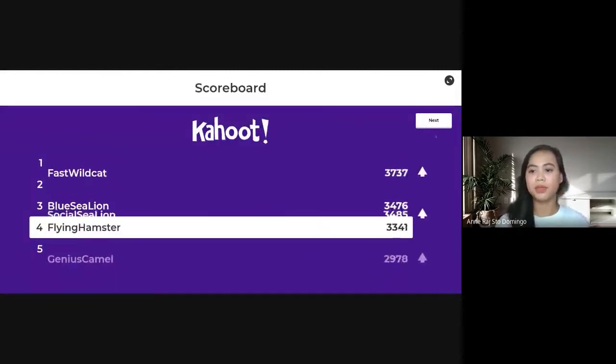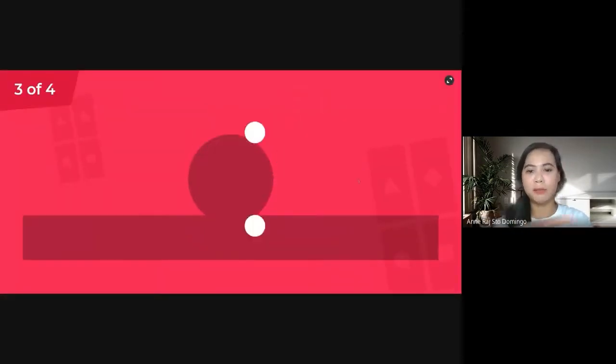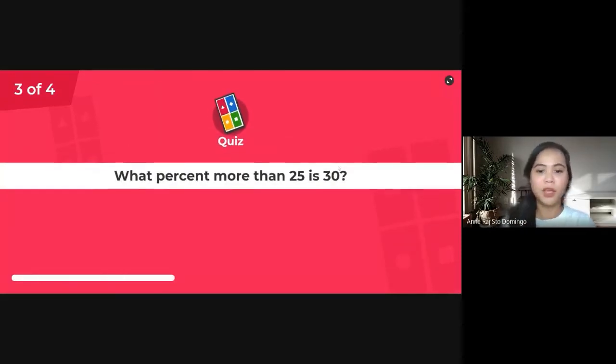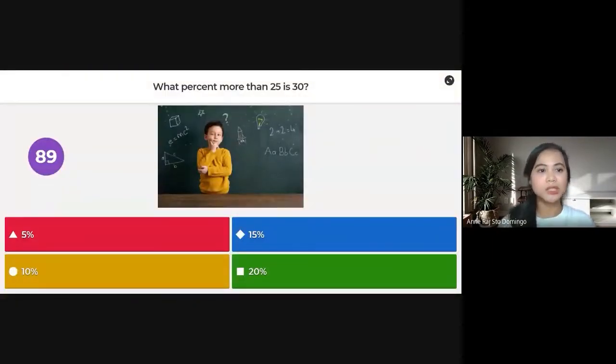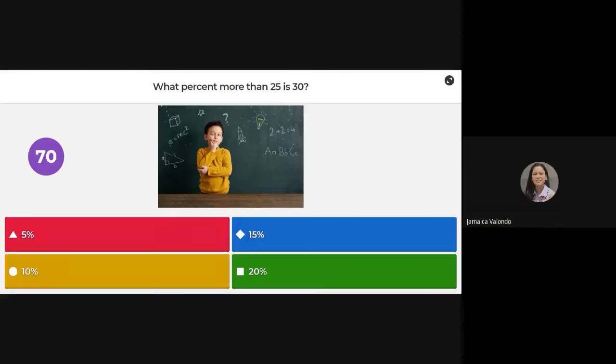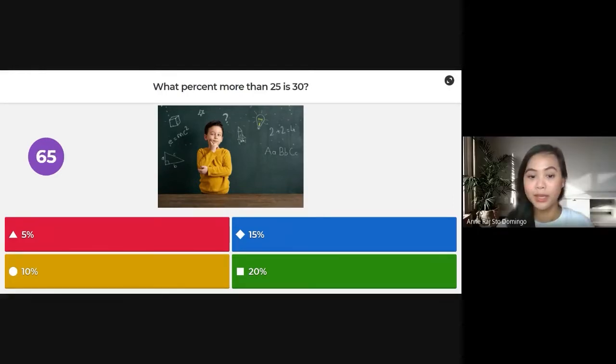And next, so, ayan. What percent more than 25 is 30? So, anong sinagot nyo dito? Can I call on students? Anong sinagot mo dito, Jamaica? 20 po ata yung nasagot ko dyan. 20%? Okay, sige, thank you, Jamaica.